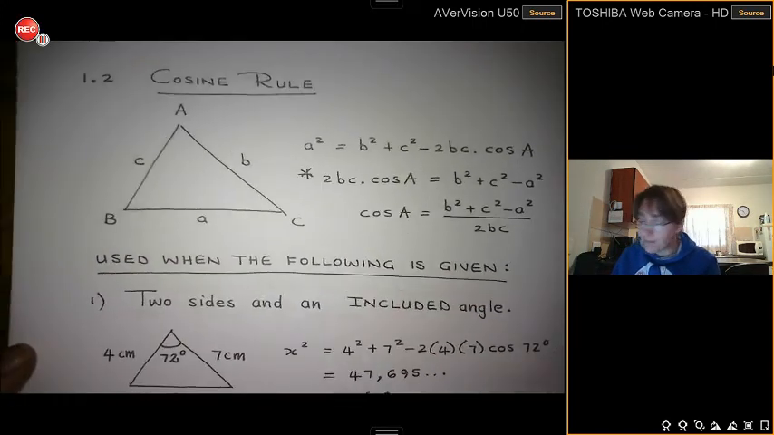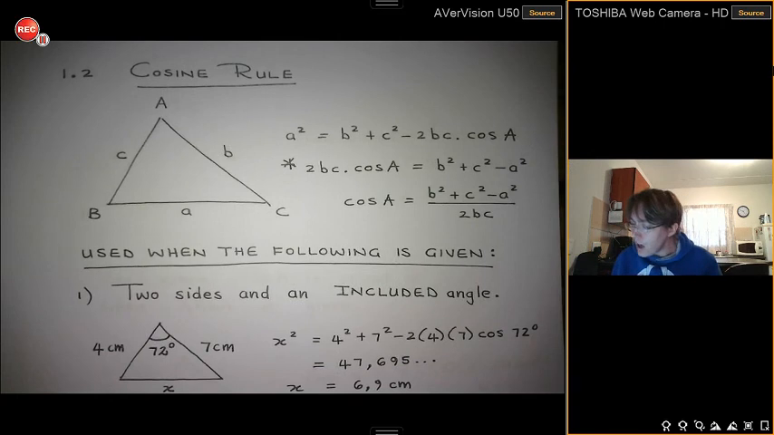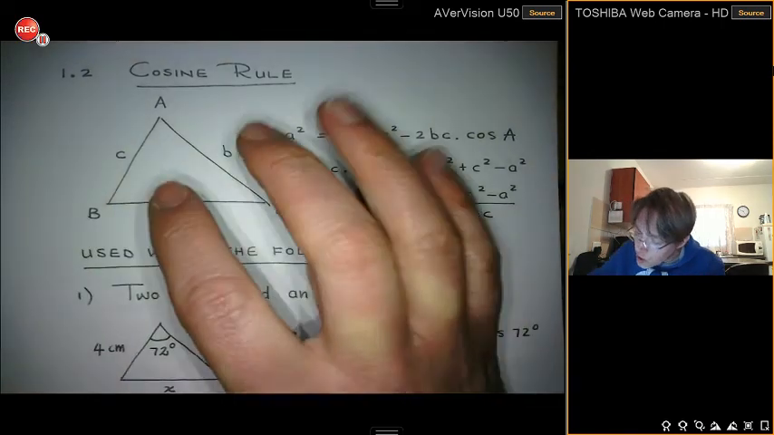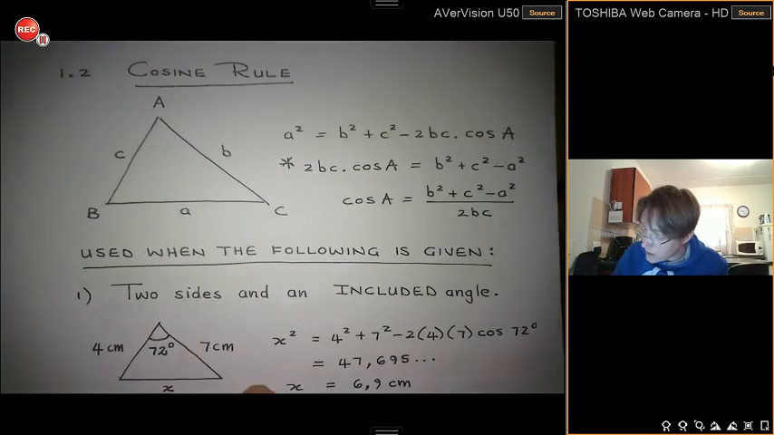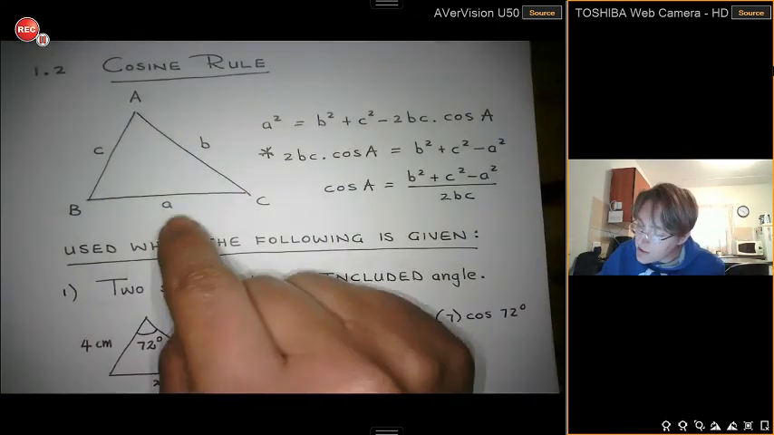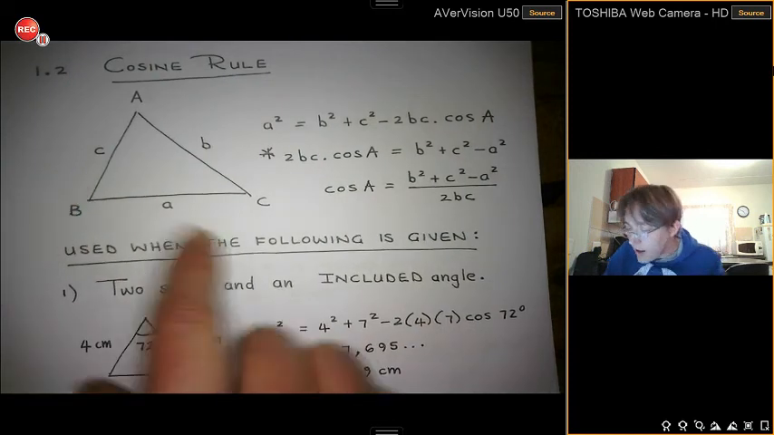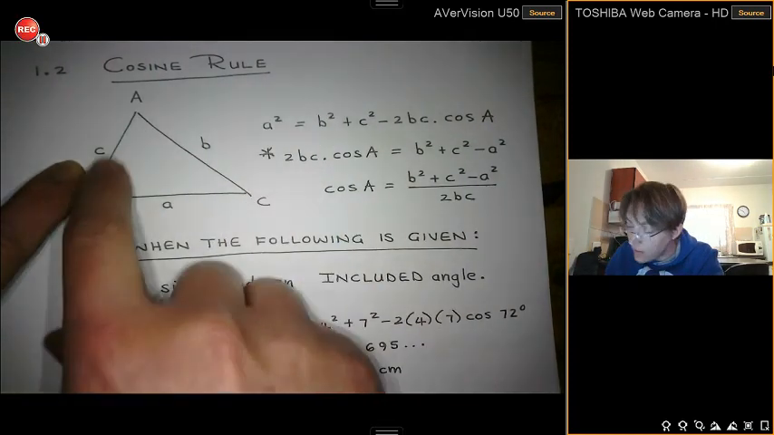Right, the next one, cosine rule. Now, in the cosine rule, pretty much, you are going to use two sides and an included angle. Right over there, two sides and an included angle. And pretty much what the cosine rule says is that the side opposite the angle that was given, so c squared, if you want to use c, by the way.